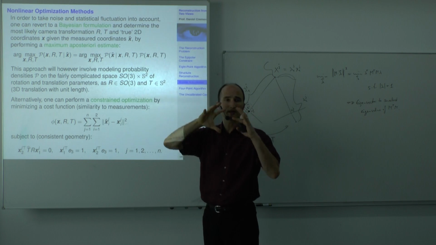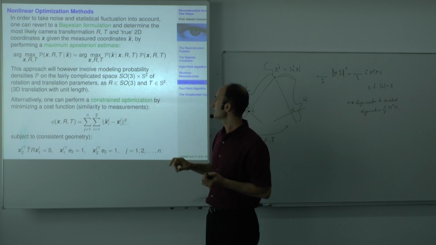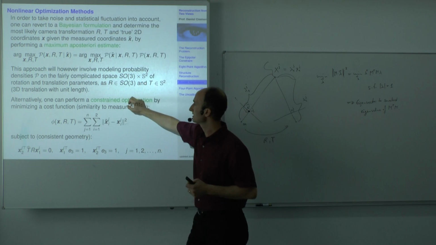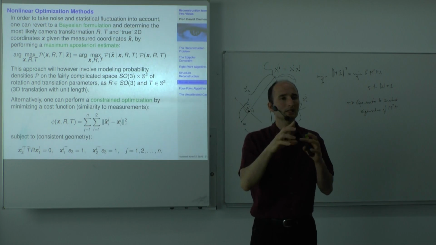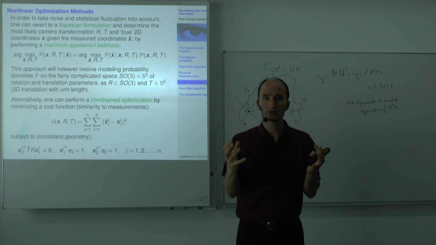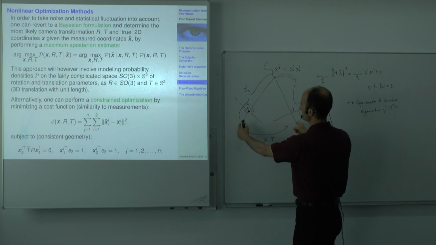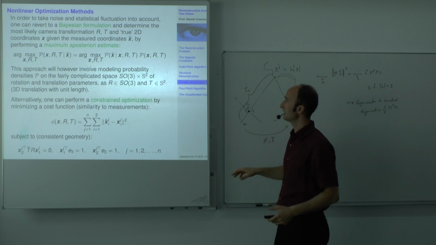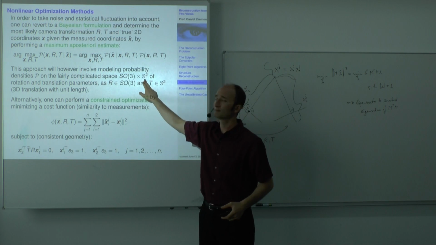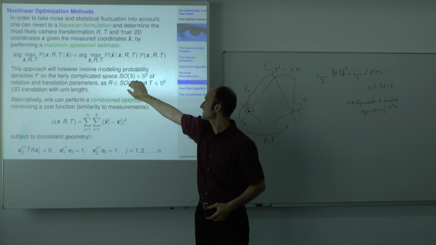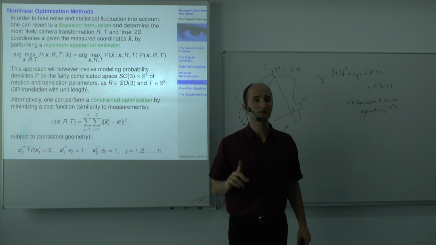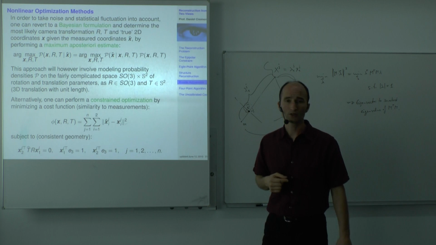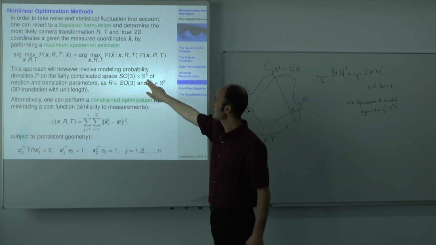S2 is the unit sphere in R3, and that is the 3D translation with unit length. So I say I want to estimate the translation, but I impose that it should have unit length. I fix the baseline to 1, and then I have a space that is this one: rotations times unit length vectors in R3 to model the translation direction.